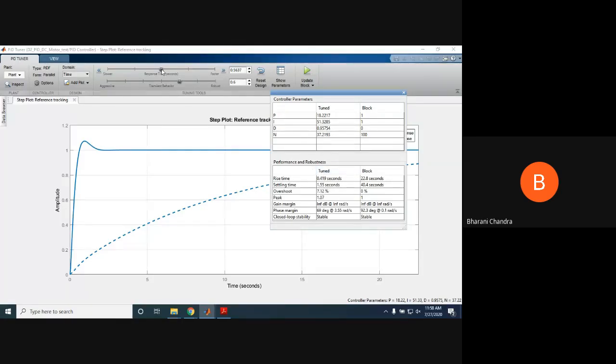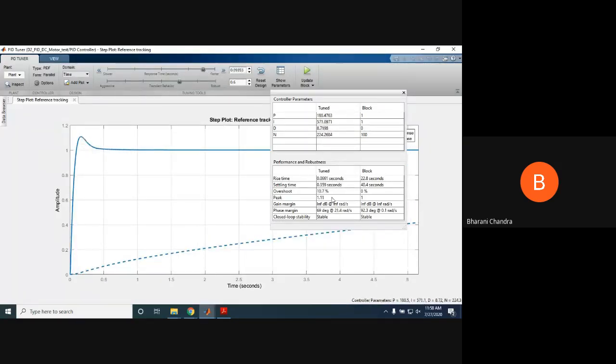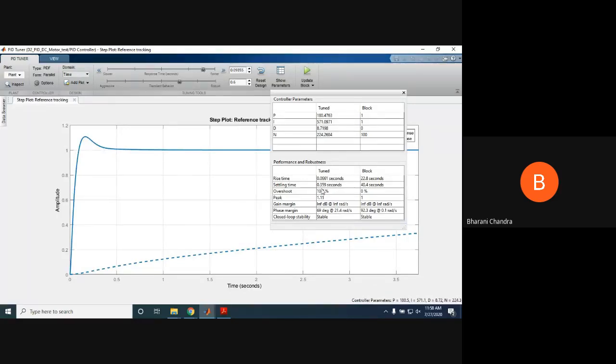I want faster, so I will slightly change this one. This is dynamic. As soon as I keep on changing, you can see that the settling time has come down to 0.3. But although the settling time has been reduced, the overshoot has gone to 10.7%. Now, to control the transient behavior, I will use the lower slide button.